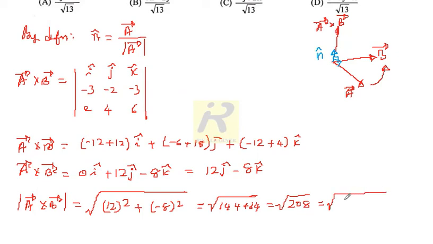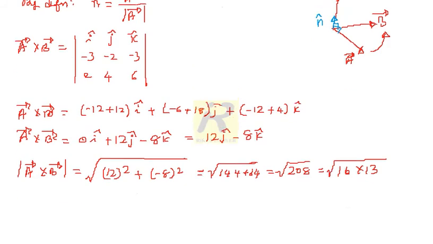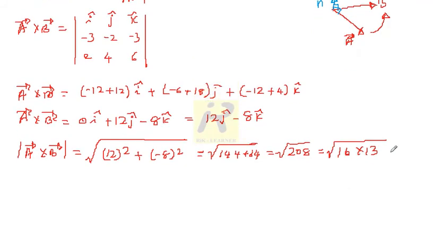When I inspect this 208, we need something which is a root of 13, right? So how can it be? This is 16 into 13, since 16 times 13 is 208. So further, this is equal to 4 root 13. This is the magnitude of A cross B.